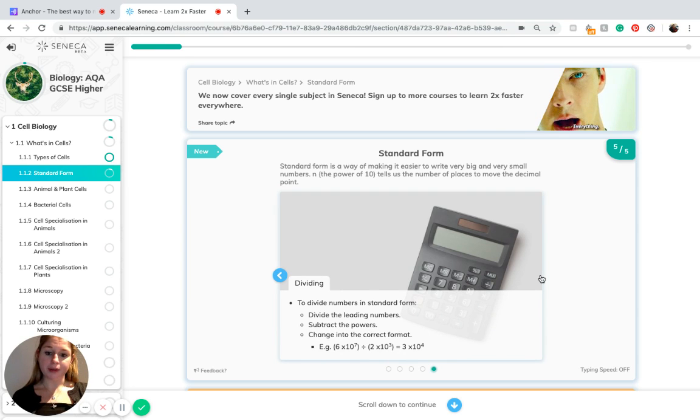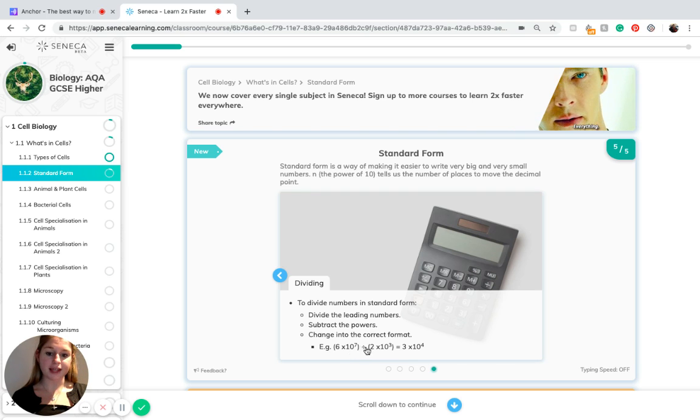So dividing the numbers. To divide numbers in standard form, we divide the leading numbers, and then we subtract the powers as opposed to adding. We then change into the correct format as before. So for example, 6 times 10 to the power of 7 divided by 2 times 10 to the power of 3. We first divide the leading numbers, 6 and 2, which become 3, and we then subtract the powers.